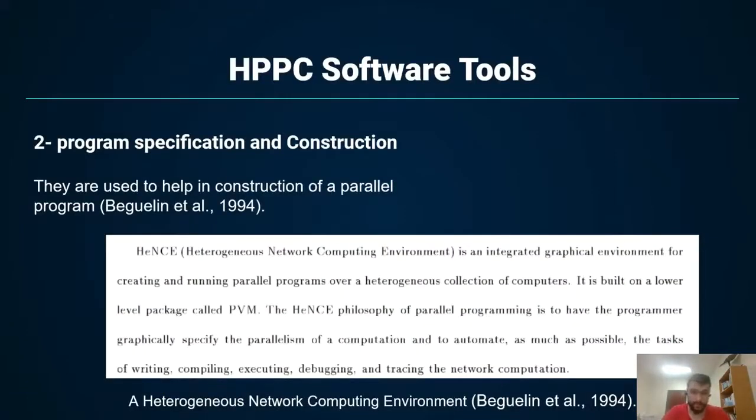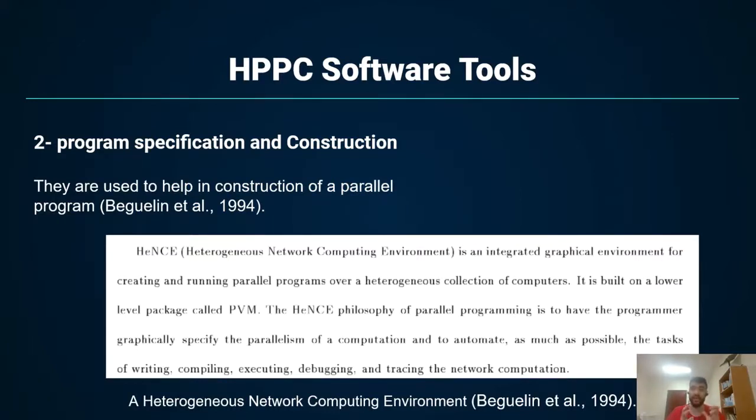Going to the other tools that you need to understand, we need to talk about program specifications and construction. When you want to achieve a parallel program, there is something called HeNCE, the heterogeneous network computing environment. Basically, having multiple computers, a network of computers, to achieve a parallel task is a great option. It would give you a very high speedup, and it will allow you to solve complex problems using the advantage of parallel computing.